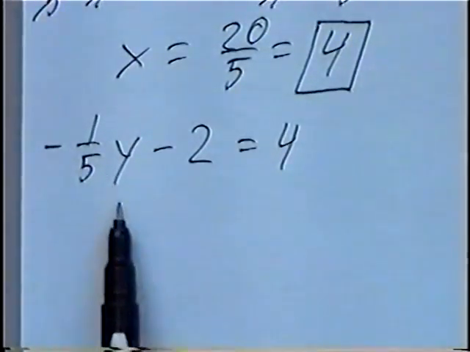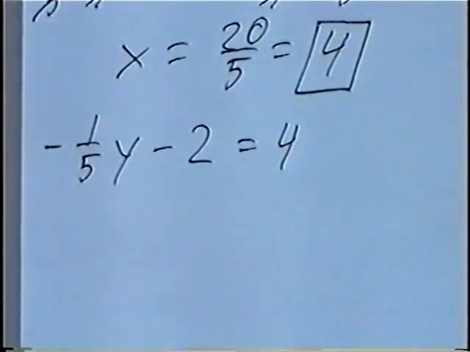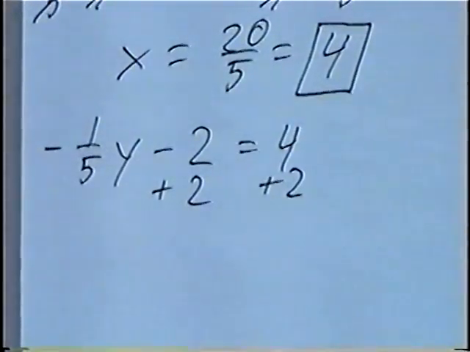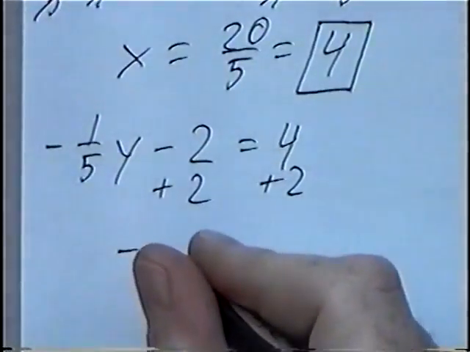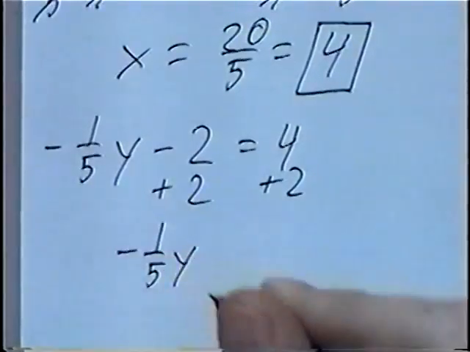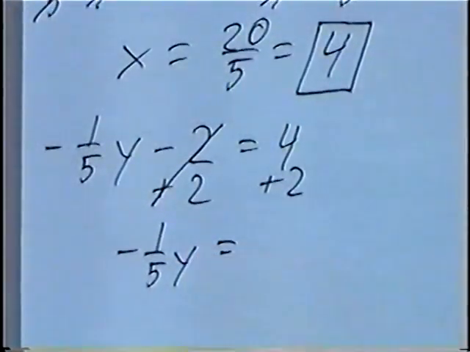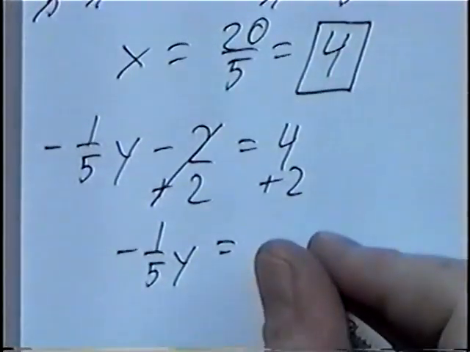First step, the numbers away from y, the minus 2, we can cancel out by adding 2 on both sides. The negative 1/5 y would stay the same. Negative 2 plus 2 would cancel, and 4 plus 2 would be 6.